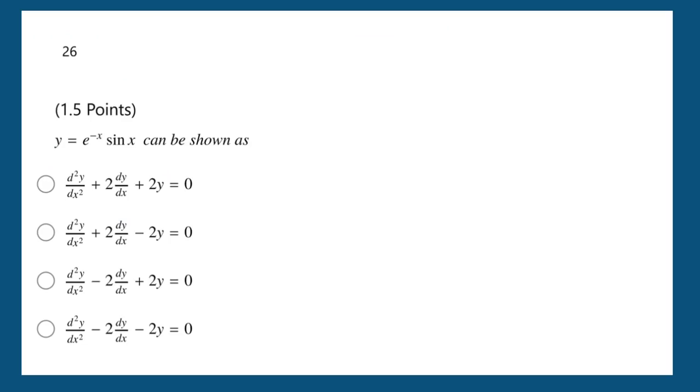Okay, question number 26 here. We're going to start with y equals e to the power of negative x sine x. Then you were asked to show the following, where in the answer we can see that there is a second derivative and a first derivative. But before that, we're going to use the product rule here.